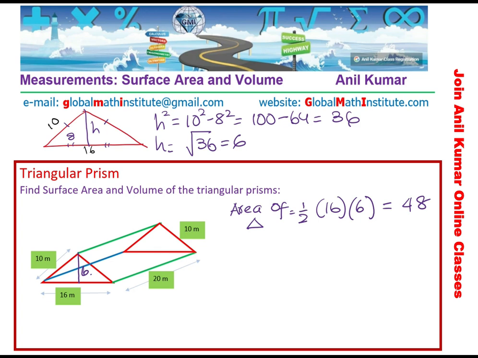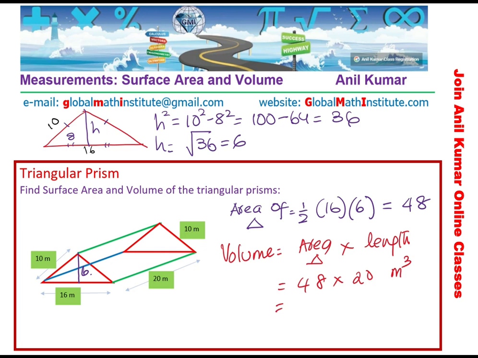So what do you get for volume? Well, volume in this case will be the area of the triangle times the length, right, which is 20. So which is equal to 48 into 20. Unit will be meter cube, correct? So 960 meter cube. Is it making sense to you, right? Perfect. Now, I hope so far everything is absolutely clear. We'll now do the last part of it, and that is finding the surface area.